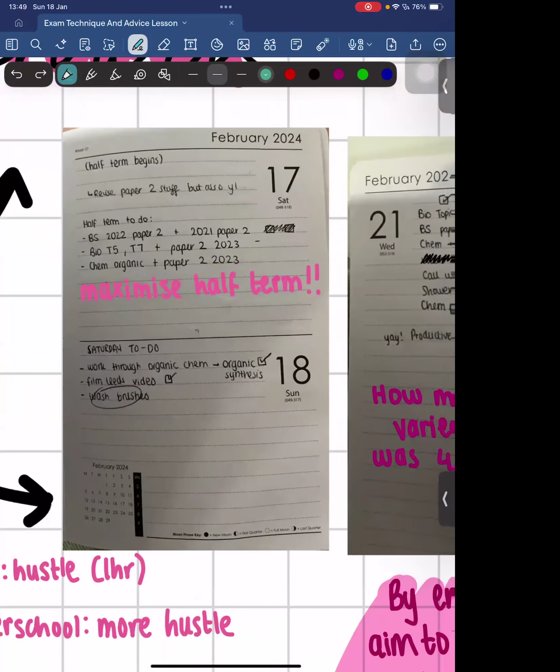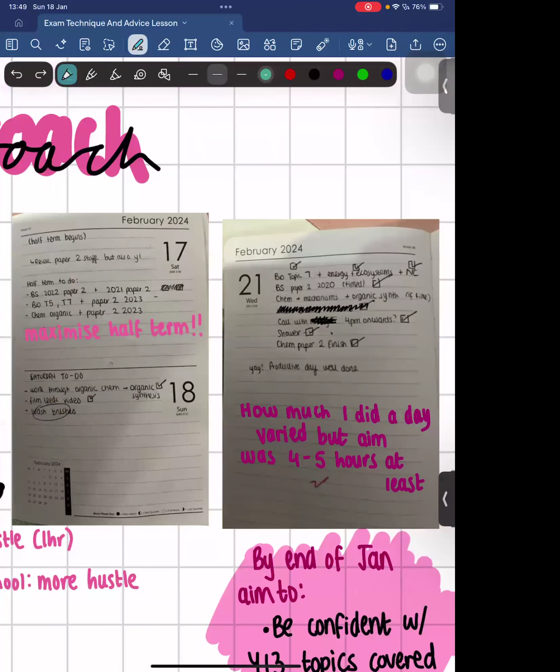And as you can see, when I had my half term, I would have a list of things that I definitely wanted to get done. So for me, it was a couple of business papers because I was really neglecting business at this point and I needed to get on it. And then a couple of topics for bio and chem. So that was my rough outline. And then I'd have a list of what I wanted to achieve, and then I would delegate each little topic to every single day.